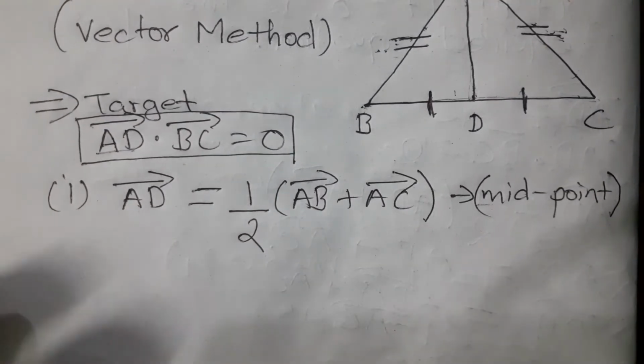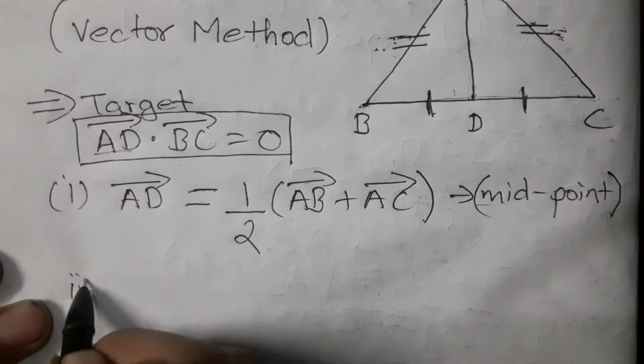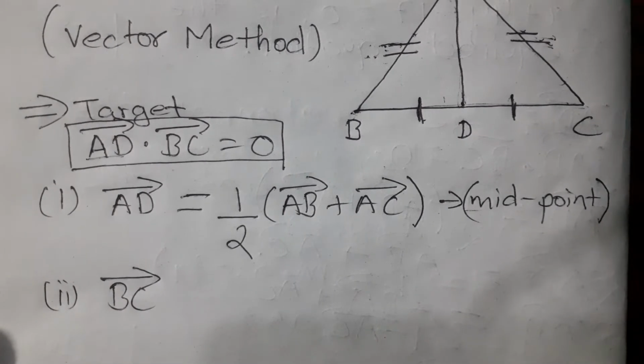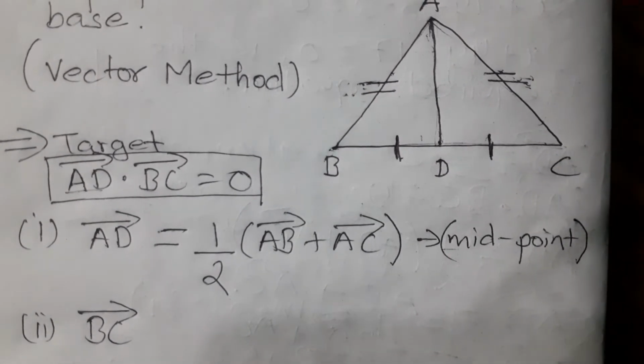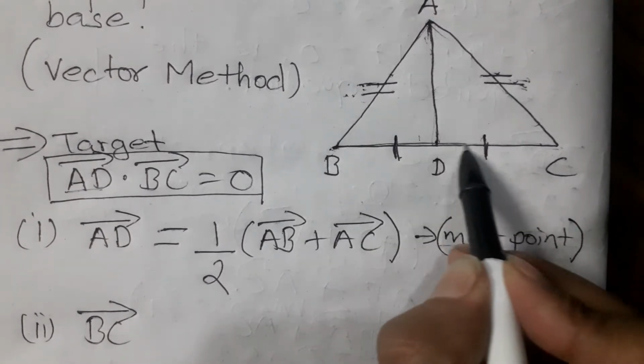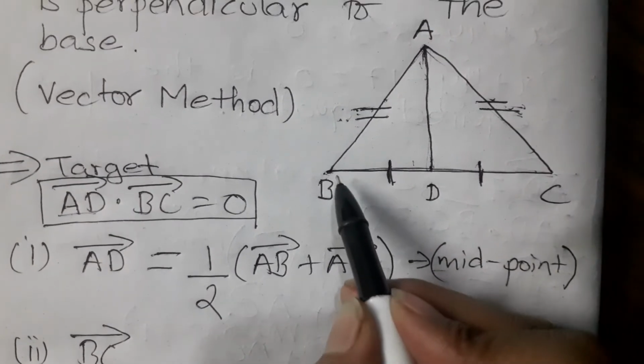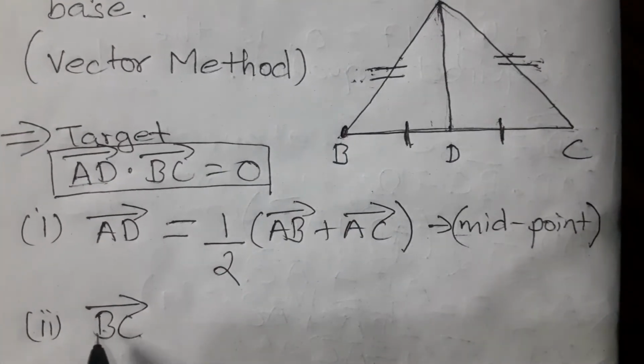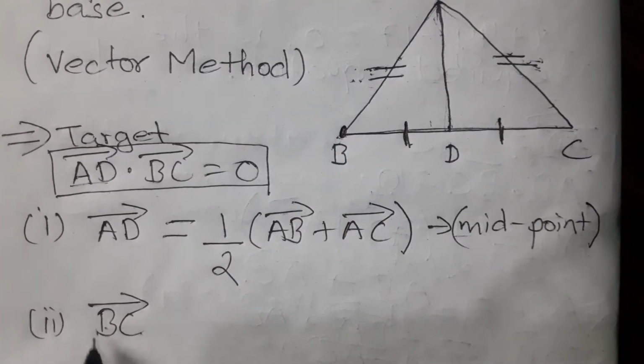After that, the second point is BC vector. Now, a very important rule about BC vector: what does the BC vector actually imply here? You have to understand. The vector rule is very simple. Suppose we go from B to C, so your starting point is B and your ending point is C.